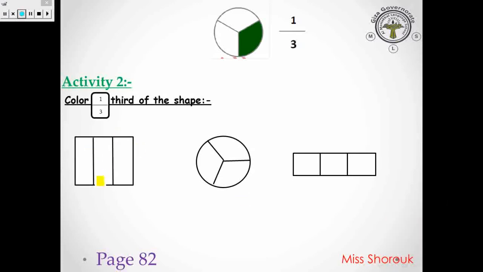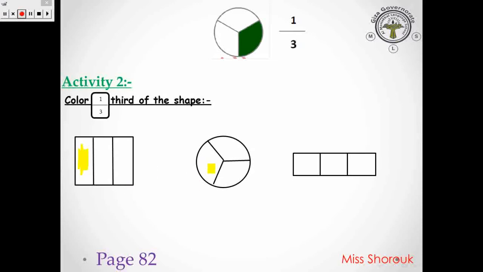Look at this shape. This shape is divided into 3 equal parts. We need to color third of the shape. 1 over 3. So we color one part. How many shaded parts here? 1. How many total parts? 1, 2, 3. So the fraction is 1 over 3.